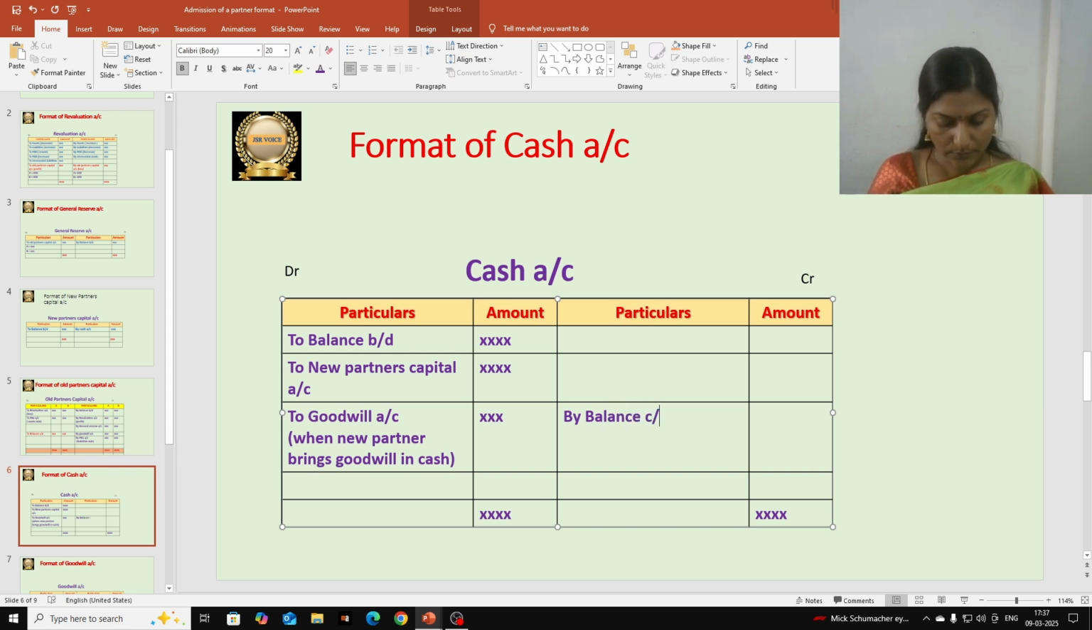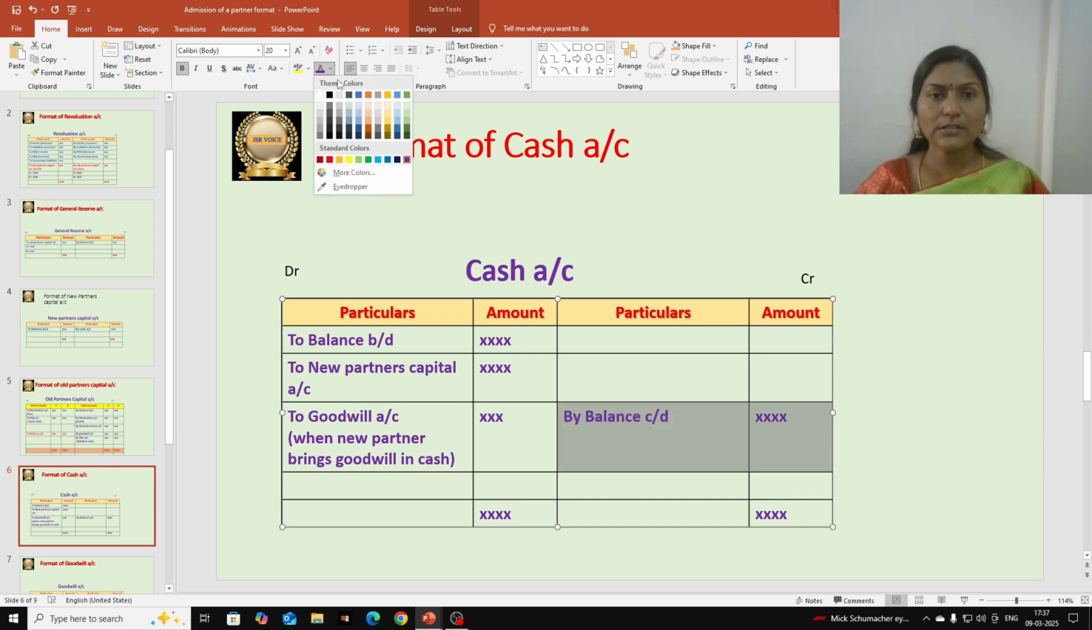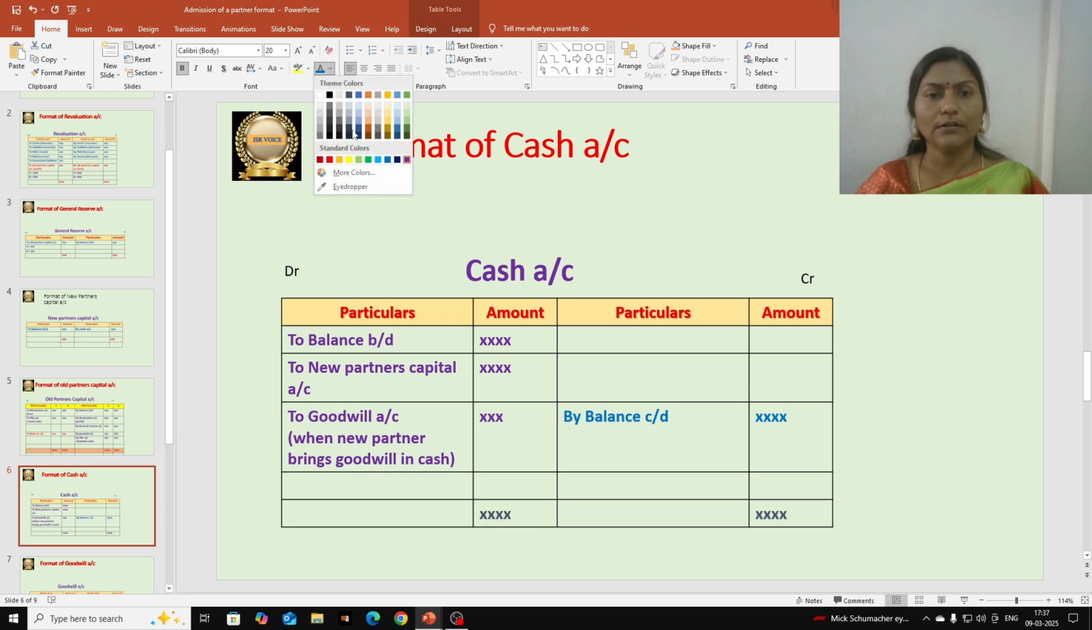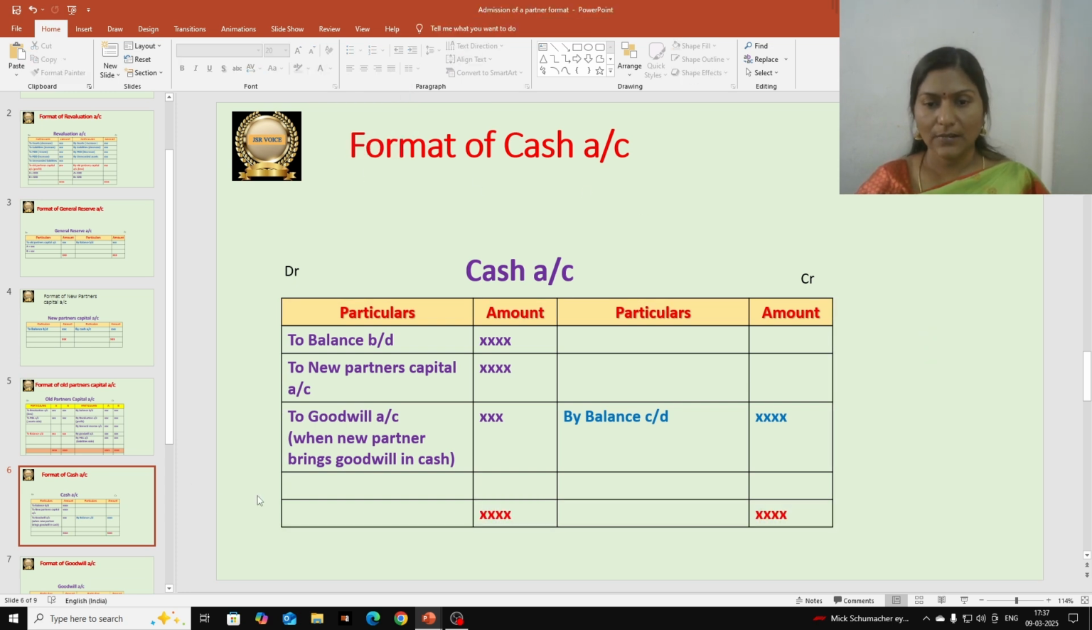carry down. Here we write 50,000 only. So here I am just writing XXX, but always we will get the balance carry down amount on the credit side only, because always the debit side will be more, students. So this is how we prepare the cash account. Hope everyone understood this.